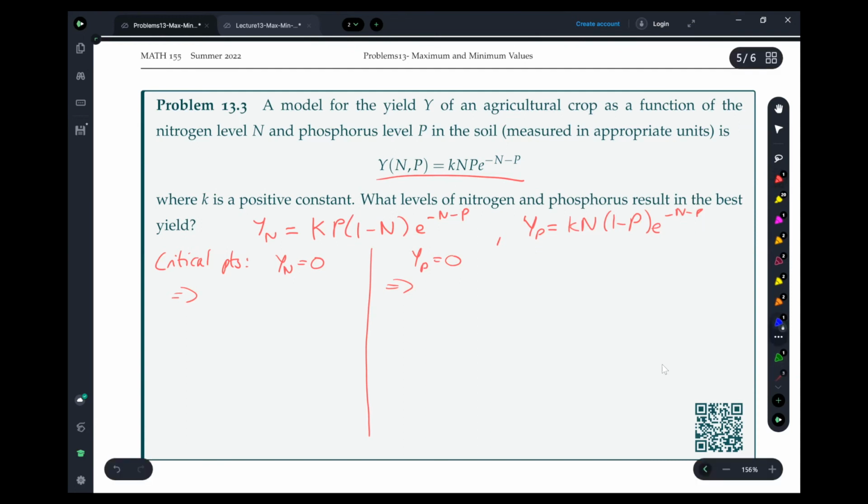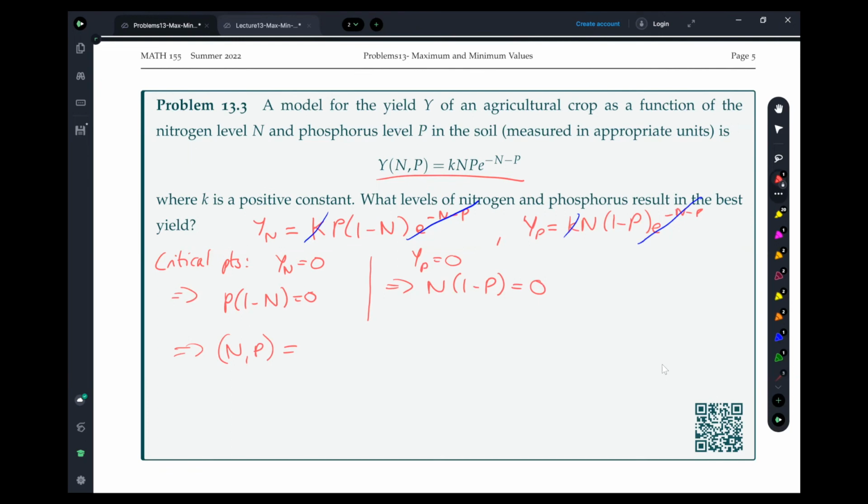So if you haven't found them, if you're stuck at this point, know that k is constant and is positive. So when we set these equal to 0, the k's we can cancel them out. e to the minus n minus p is exponential. This is always going to be positive as well, okay? So we can just divide through by those when we set these partials equal to 0. So we just have p times 1 minus n is equal to 0, and n times 1 minus p is equal to 0 as well.